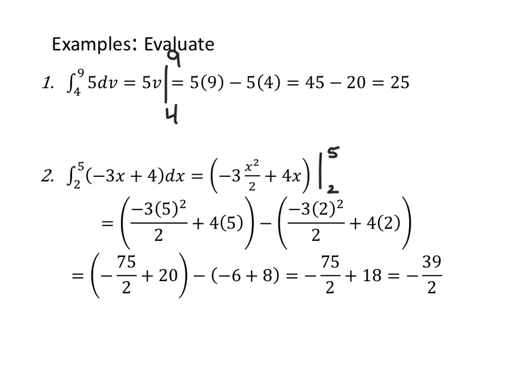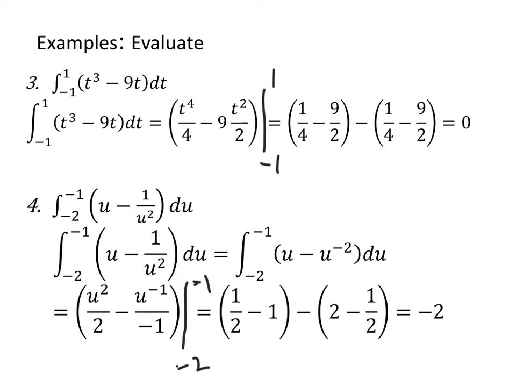How can an area be negative? This tells me that the majority of this graph is below the x-axis. A negative area will indicate the majority of the area being below the axis, whereas a positive area, 25, indicates that the majority of the graph is above the axis between the two given values.